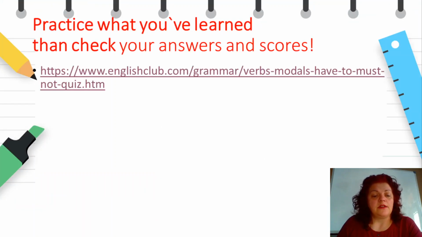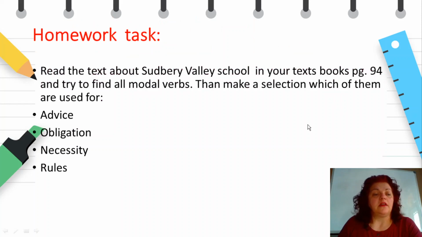Okay, so next, your homework task. Read the text about Sudbury Valley School in your textbook, page 94, and try to find all modal verbs. Then make a selection of which of them are used for advice, obligation, necessity, rules. So you have to make 4 columns and put each verb in the appropriate column. I hope that the homework task is clear.